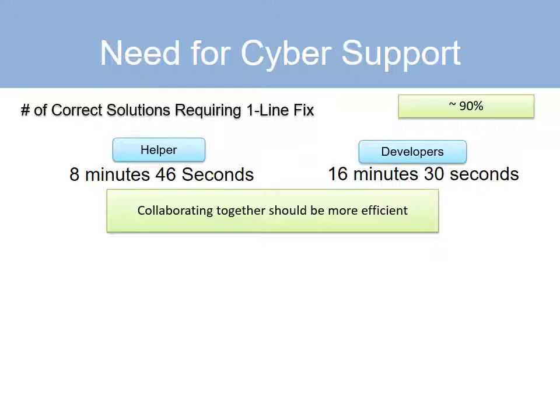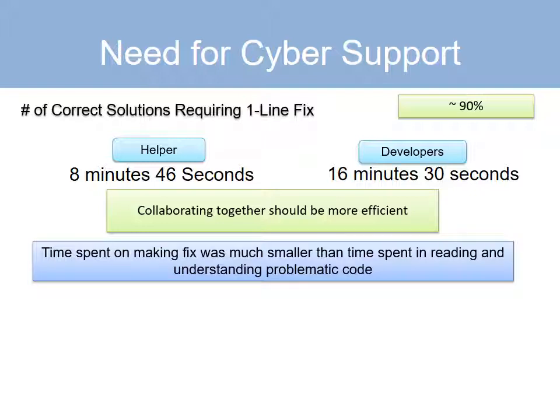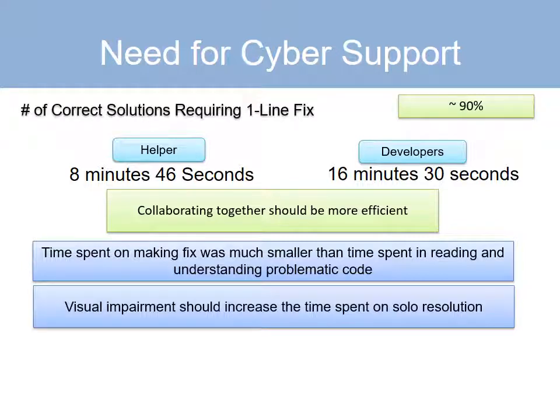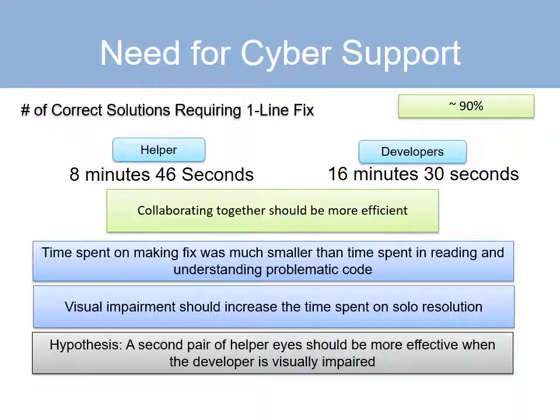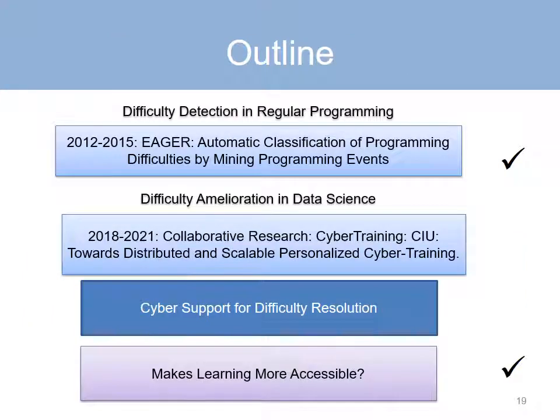Okay? So what does this imply for accessibility? Or in general, it says that time spent on making the fix was much smaller than the time spent on reading and understanding the problematic code. Okay? That means if you're visually impaired, you would even spend more time on trying to resolve the problem on your own. So we all know that an extra pair of eyes helps anybody, but it'll particularly help somebody who's visually impaired. Okay? That's the hypothesis. Okay? So this is based on the first project, some relationship to accessibility. Let's talk about the second.